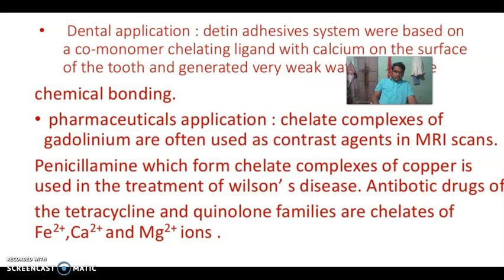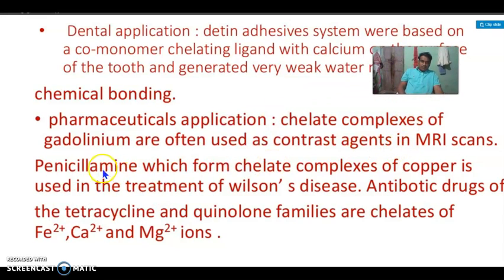Pharmaceutical applications: chelate complexes of gadolinium are often used as contrast agents in MRI scans for body MRI. Then penicillamine, which forms a chelate complex with copper, is used in the treatment of Wilson's disease. Antibiotic drugs of the tetracycline and quinolone families are chelates of iron, calcium, and magnesium ions.